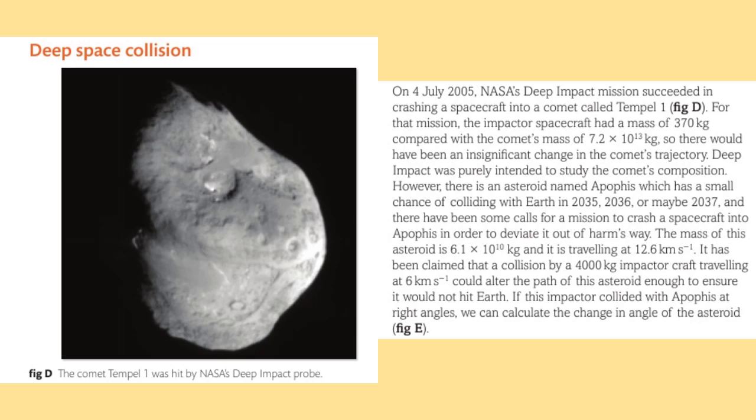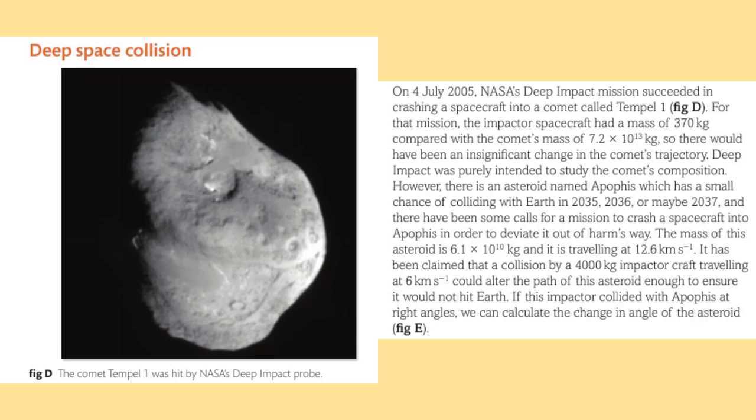This is directly from the textbook. On the 4th of July in 2005, NASA sent out a Deep Impact mission, and that actually succeeded. It crashed a spacecraft into a comet called Tempel 1. There you go, figure D, big giant comet there. The impactor spacecraft had a mass of 370 kilograms, but the comet was 7.2 times 10 to the 13 kilograms, a massive difference. So there's an absolutely insignificant change in the comet's trajectory.